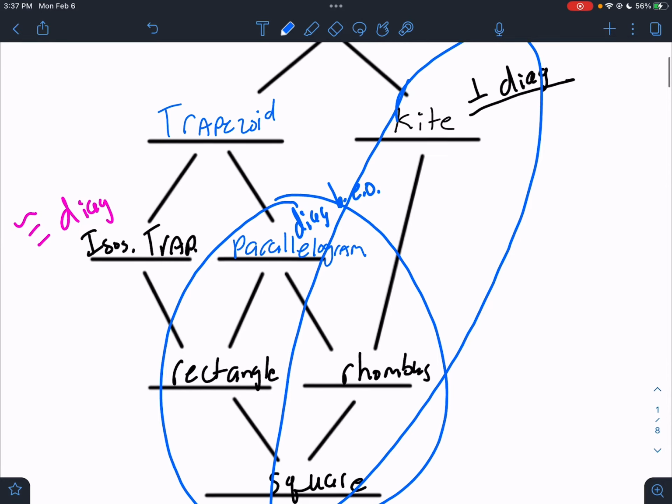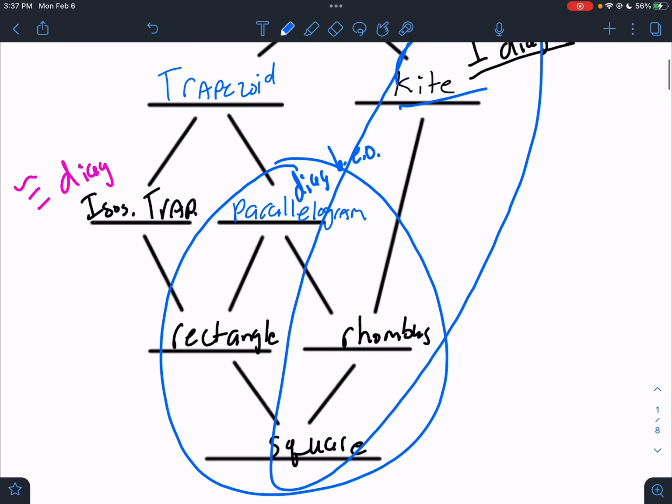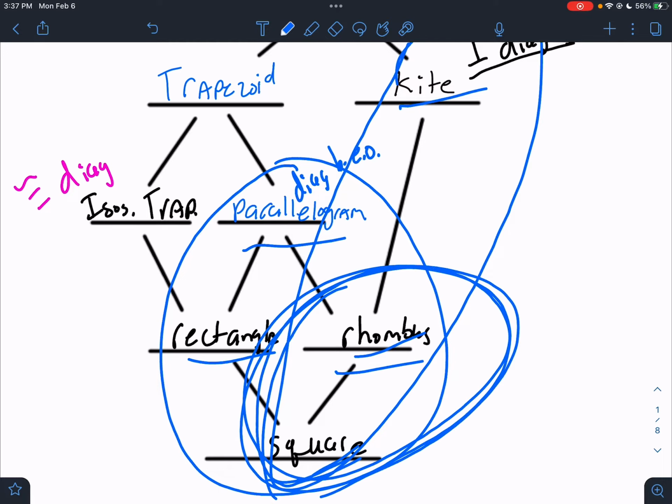So perpendicular diagonals, it's got to be one of these 3. Bisect each other, it has to be one of these 4. Well, this is the overlap. These 2 shapes, rhombus and square, have both things. They bisect each other and they're perpendicular. So you'd have to say rhombus.